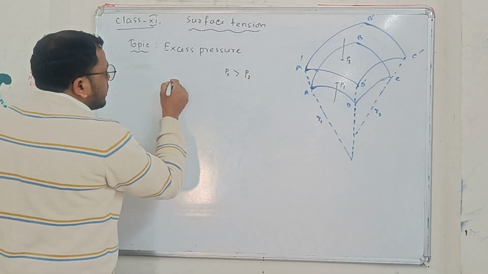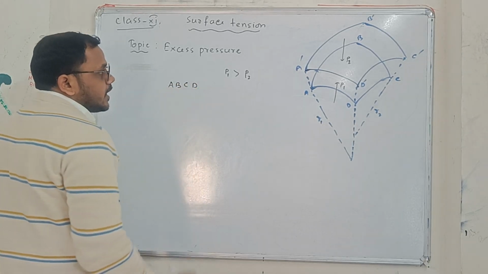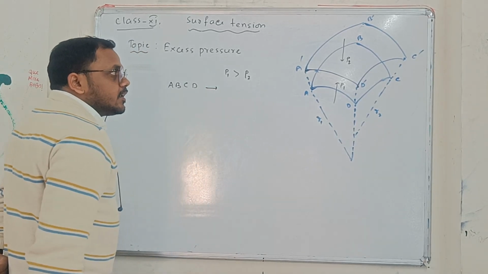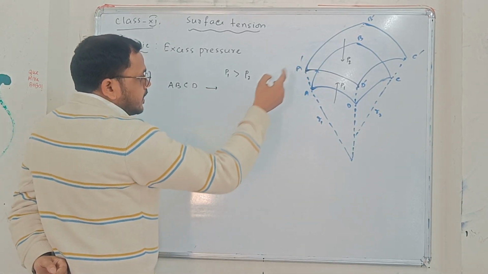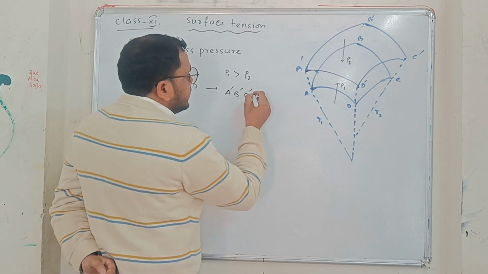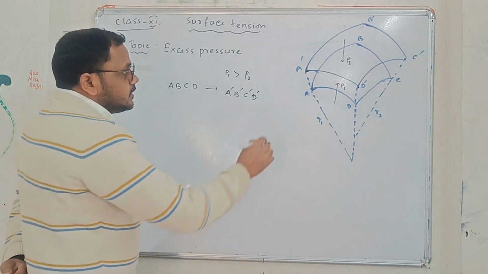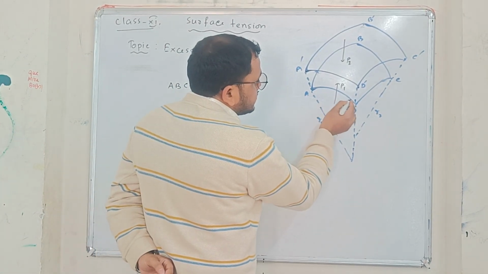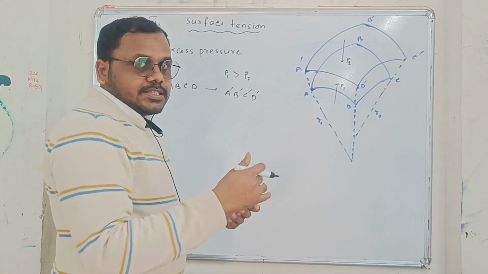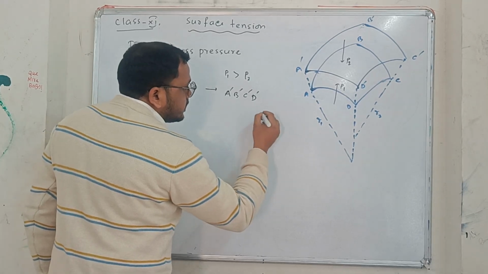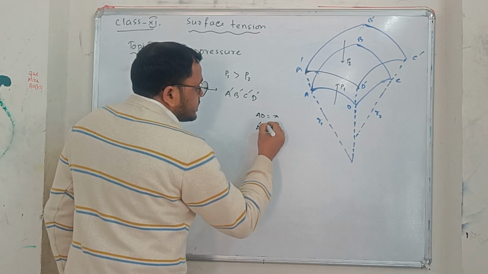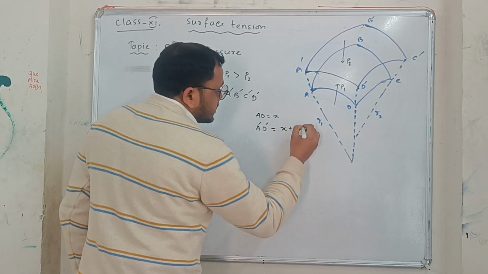Initially we consider the plane A, B, C, D. Due to the excess pressure, the surface area increases, and the surface becomes A dash, B dash, C dash, and D dash. We consider the length of AD is x, and when the surface is increased, the length A dash D dash becomes x plus del x.